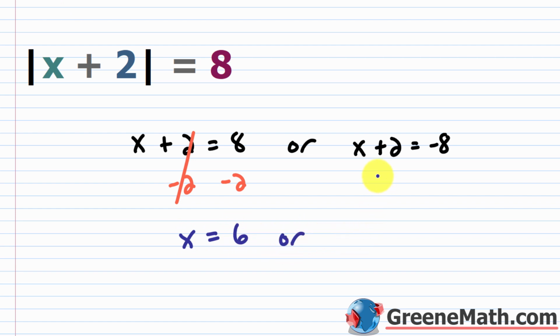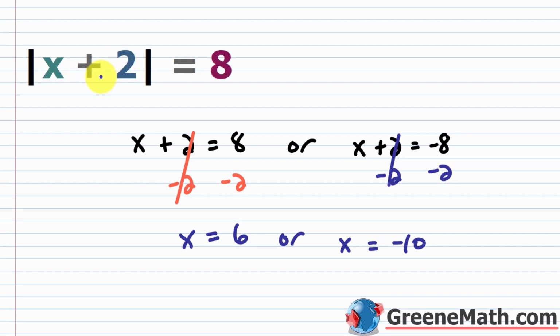Then or, over here, let's subtract 2 away from each side of the equation. And let's say that x is equal to negative 8 minus 2, which is going to give me negative 10. So basically, x can be 6 or x can be negative 10. Again, if you check this, 6 plus 2 is 8, positive 8. The absolute value of 8 is 8. Then if you put this one in, negative 10 plus 2 is going to give me negative 8.